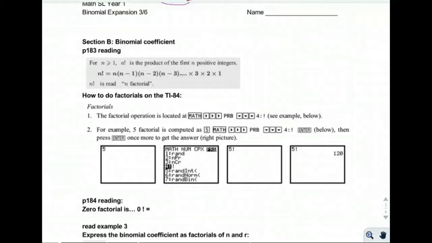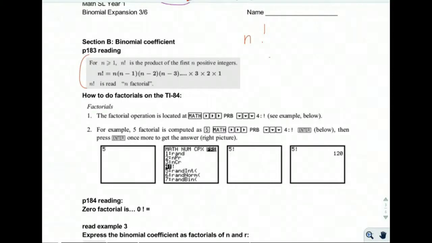Here we're going to talk about the binomial coefficient, which is on page 183. First of all, it just goes through and makes sure that you remember what a factorial is. A factorial is always an integer followed by an exclamation point, and what that means is count down from that positive integer down to 1 and multiply all the numbers between that number and 1.